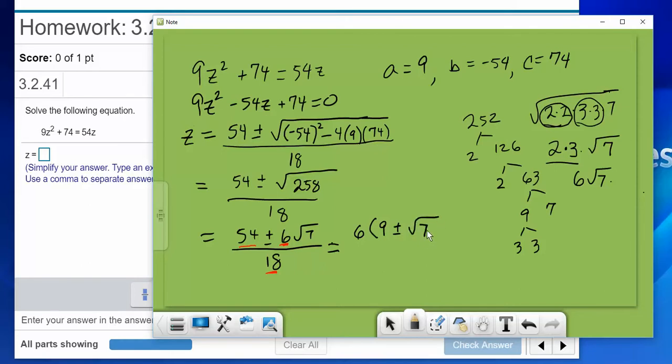Square root of 7. And again, we don't care what's inside the square root. We're looking at the 6 on the outside. And there's a 1 there. I just don't need to write it. And then 18 is 3 times 6. So the 6 that came out of the parentheses and the 6 on the bottom cancel. And then that's your answer. 9 plus or minus square root of 7 over 3.